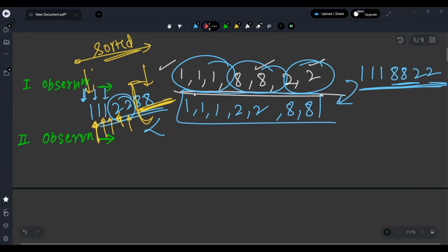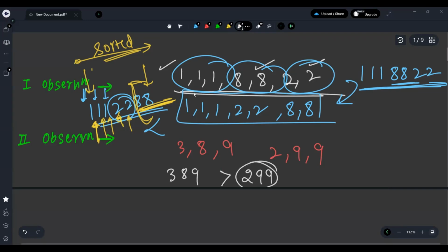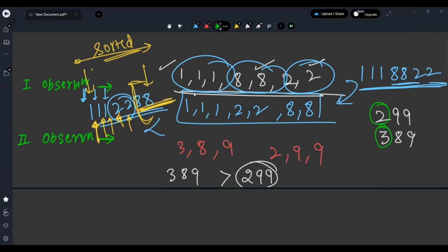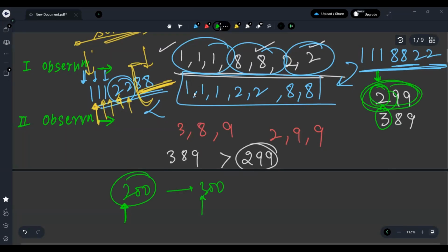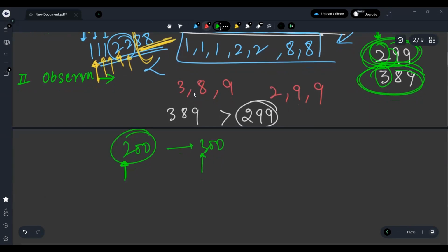What is the second observation? Let us say we are given two numbers here, 389 and 299. Which one is smaller? This one, 299, is smaller. Why? Because let us compare them: this 2 is smaller than 3. That means the first digit is always the deciding factor for whether a number is smaller or not. Because 200 will come before 300. So 299 is smaller, since it comes before 389. This is the intuition behind it.